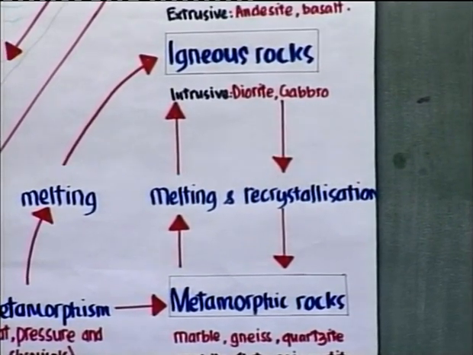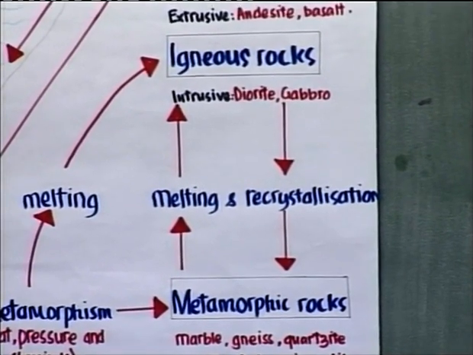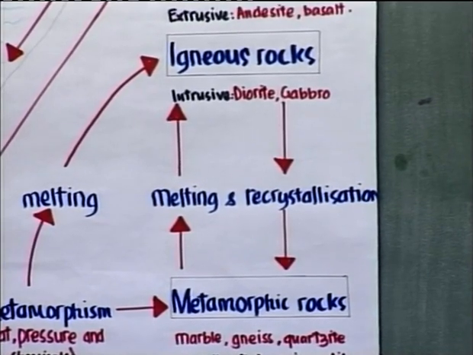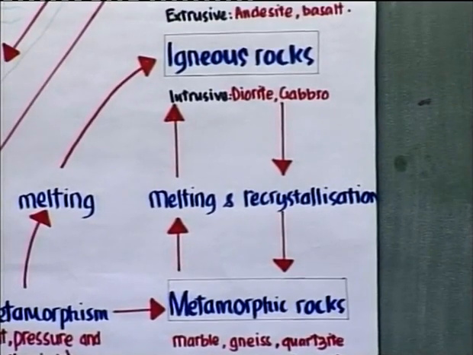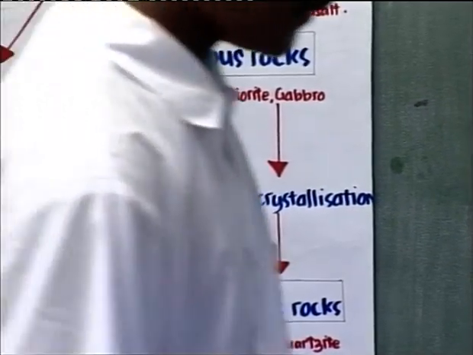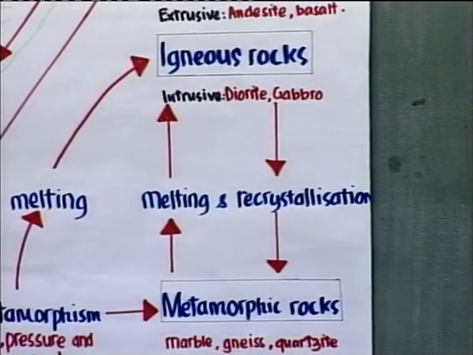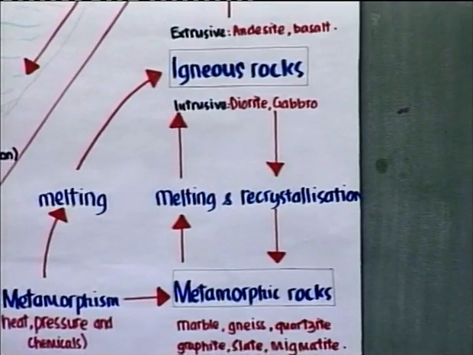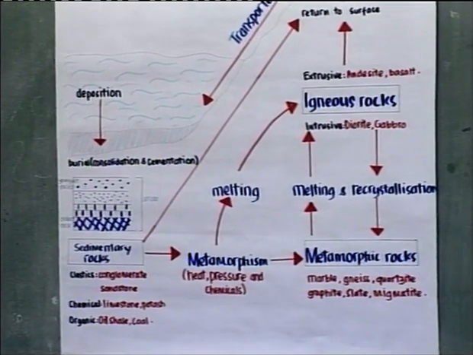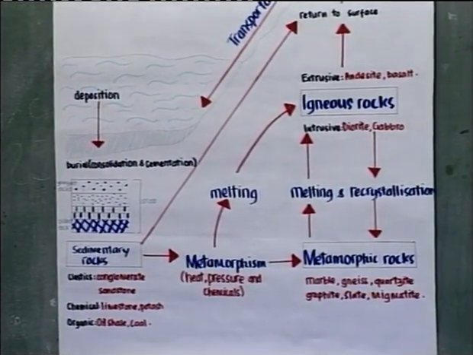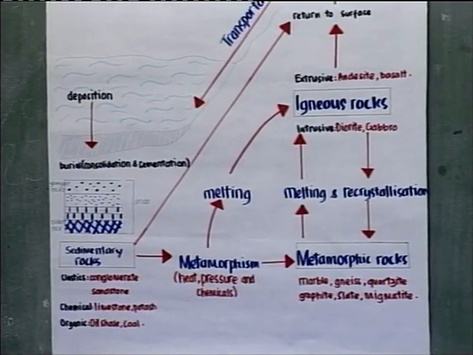Metamorphic rocks are formed when heat and pressure change igneous and sedimentary rocks. Rocks can be changed from one kind to another. The process by which rocks change is called the rock cycle. I'll start our rock cycle with the sedimentary rock.